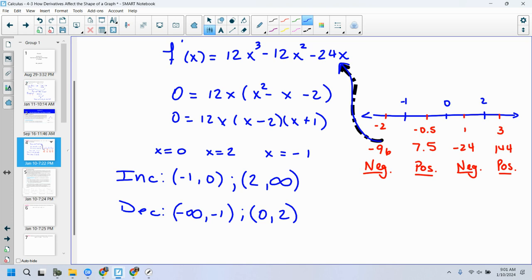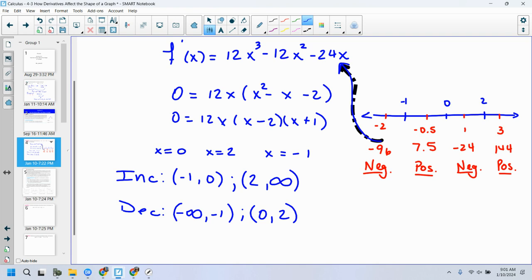What does that tell you about 0? Well, the function was increasing, and then it started to decrease. So it was increasing, and then it hit 0, and then it started to decrease again. So that means 0 is a local maximum value. Then it started to decrease again, and then it went back up after it hit 2. So that means 2 went from decrease to increase. 2 was a local minimum value.